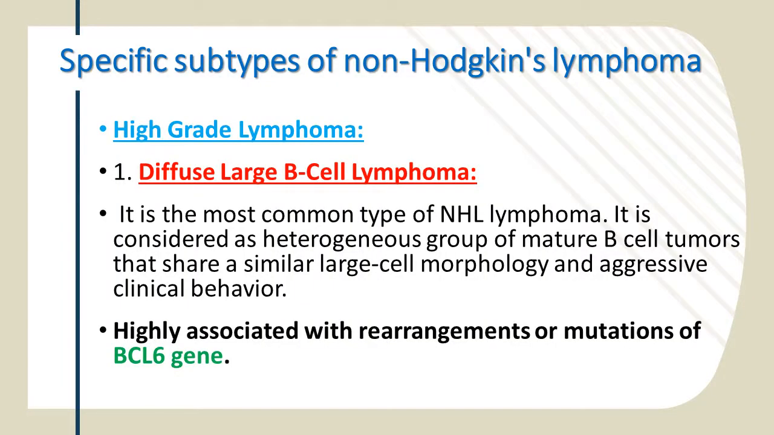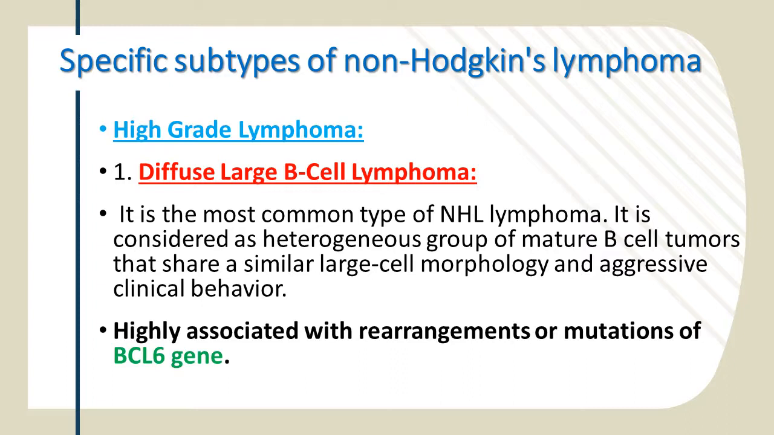Now we will address the high-grade lymphomas, mainly diffuse large B-cell lymphoma and Burkitt's lymphoma. First is the diffuse large B-cell lymphoma. It is the most common type of non-Hodgkin's lymphoma, accounting for approximately 35% of adult non-Hodgkin's lymphoma. It is considered a heterogeneous group of mature B-cell tumors that share a similar large cell morphology as well as aggressive clinical behavior.